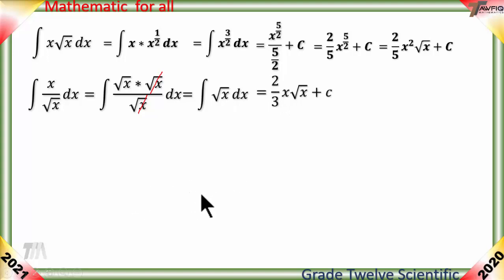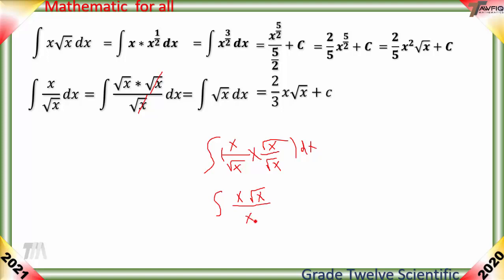Or we have another way to solve this one. We can rewrite x over square root of x. And now we can multiply this fraction by square root of x over square root of x, all of them dx. And this becomes x square root of x over x, and now dx, because square root of x times square root of x is x. And now cancelling x with x remains integral of square root of x, which is the same as before.